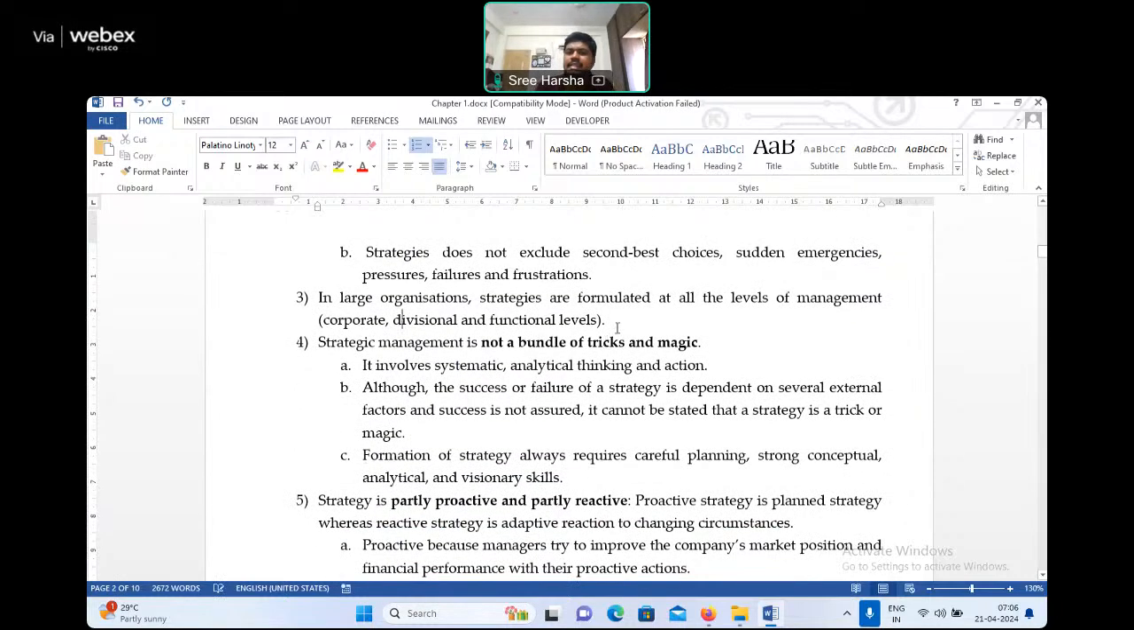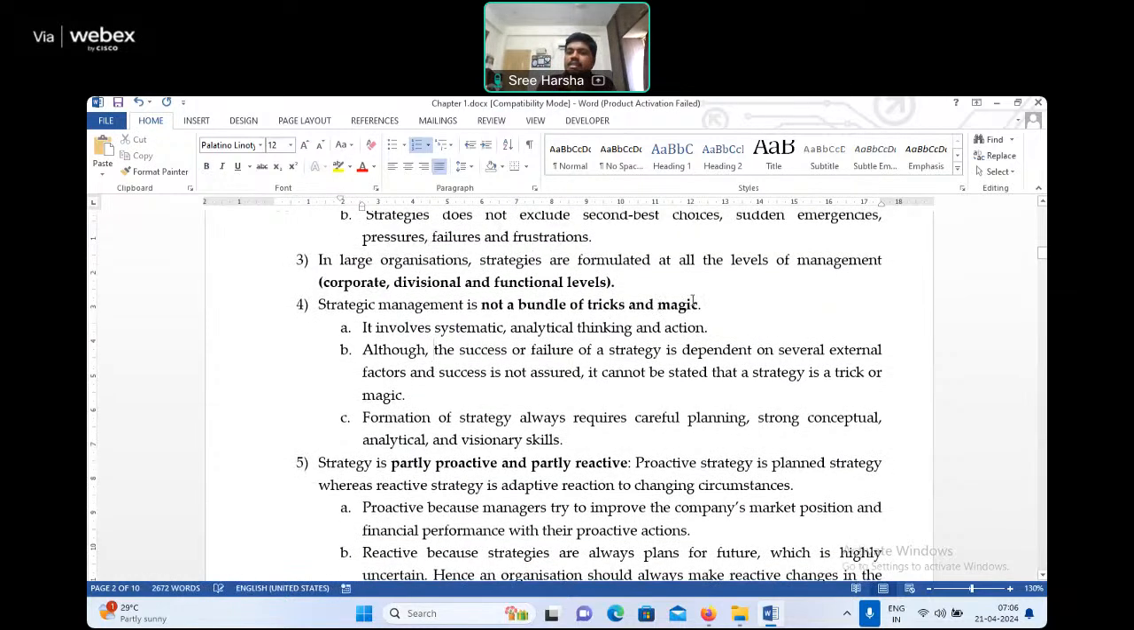And strategies are usually formulated at 3 levels. We will discuss this subsequently in the same chapter. Anyway, strategic management is not a bundle of tricks and magics. People assume strategy is nothing but magic, something that happens just by chance. It is not a carefully planned action. It is like a mantra. I'll say abracadabra and then it will happen automatically. No. Strategic management is a systematically planned activity.